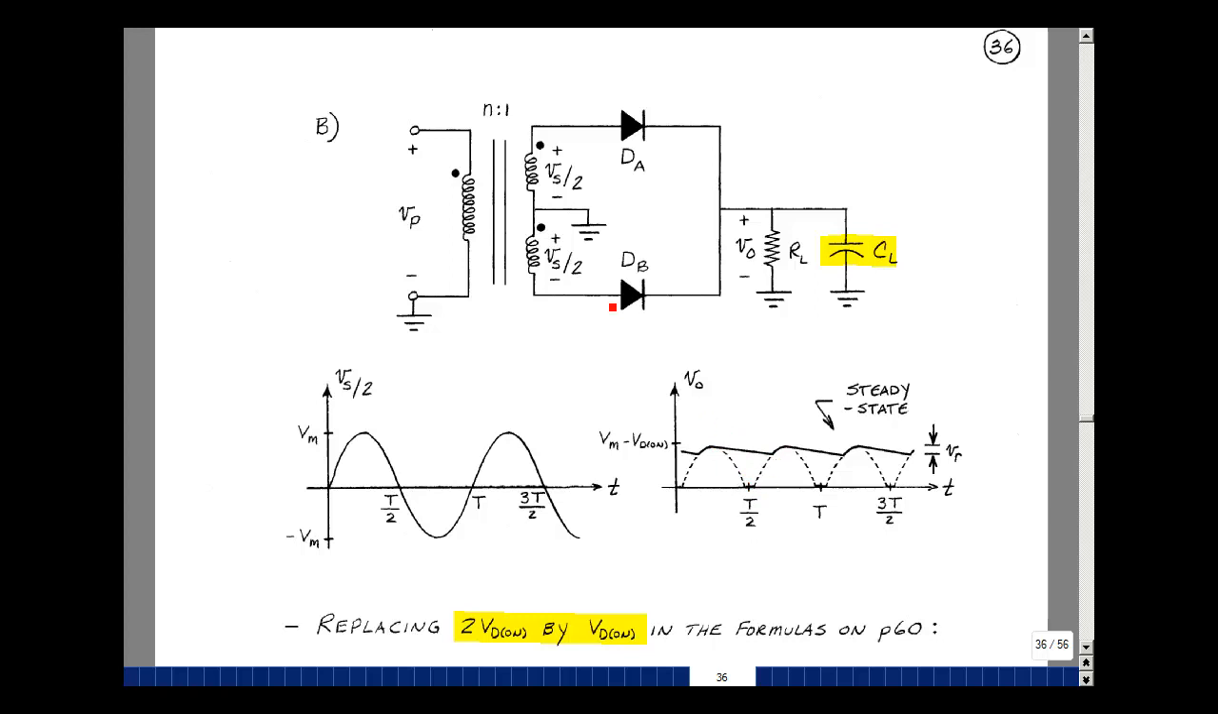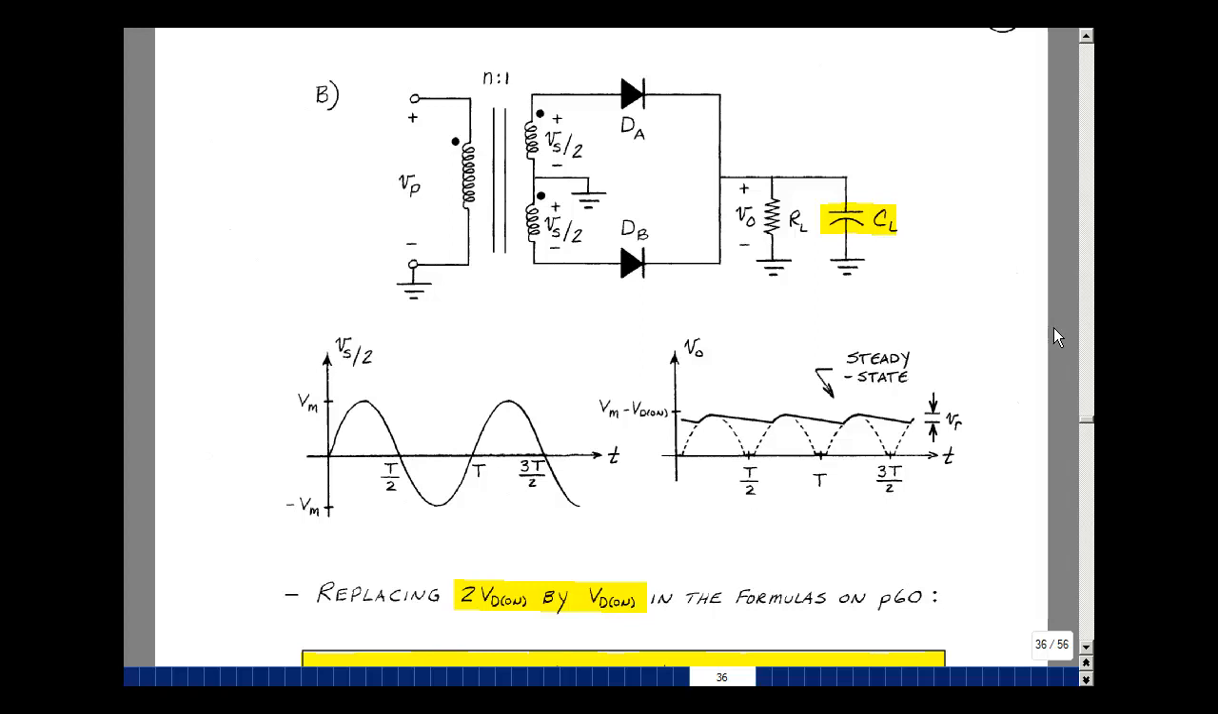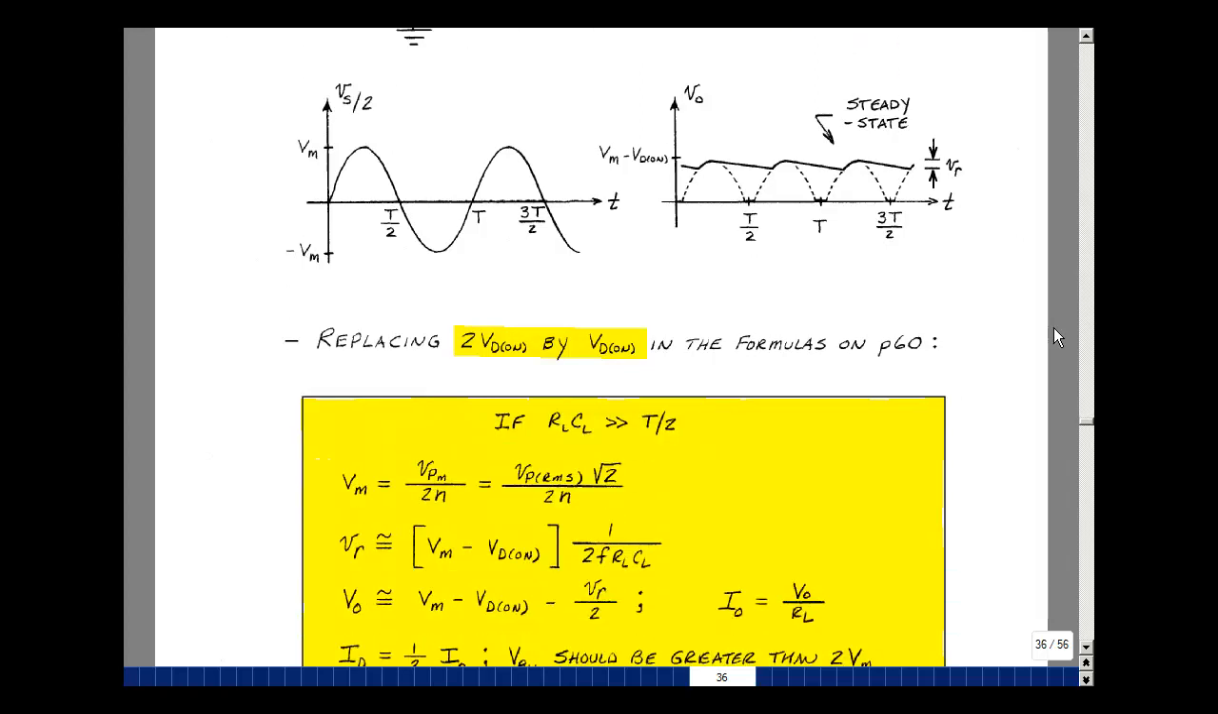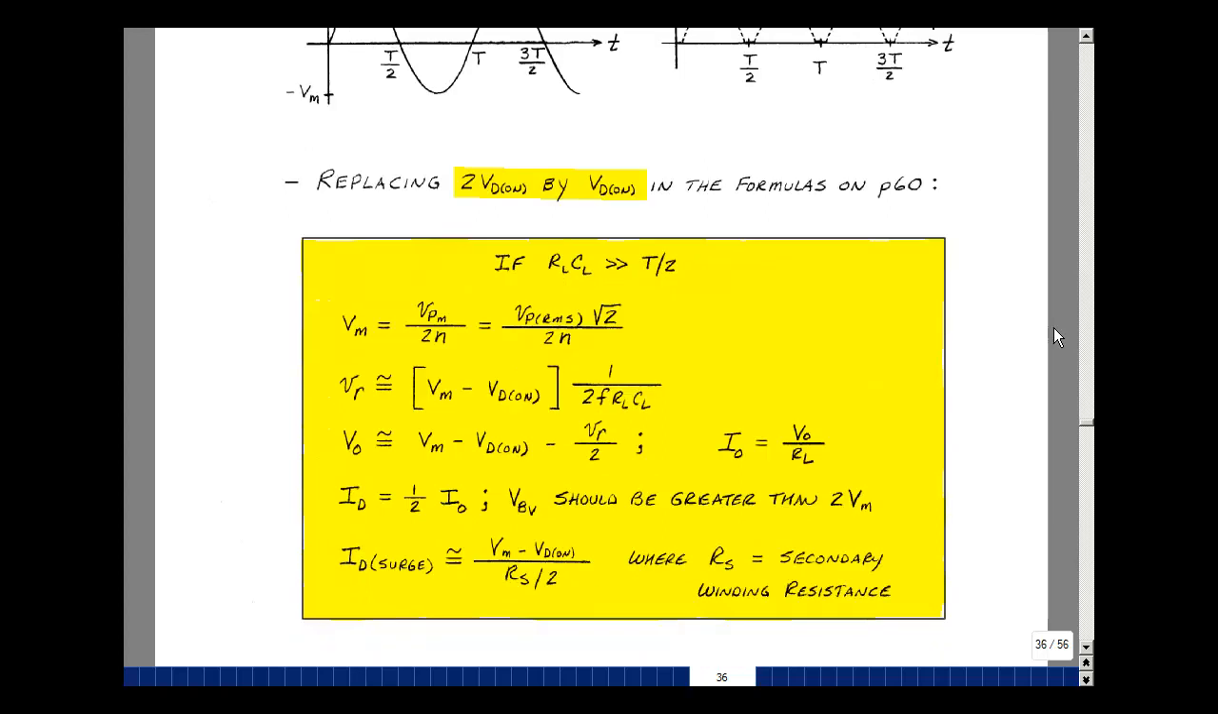And then the next signal, V sub B, comes back up, charges it back up, and then discharges. So we got exactly the same response. It's just that we have one diode on, one diode off, instead of two diodes on and two diodes off. The formulas we derived where we had two VD on would now just be one VD on. Let's see if we can fix up those formulas from page 60 of the Chapter 2 lecture notes.